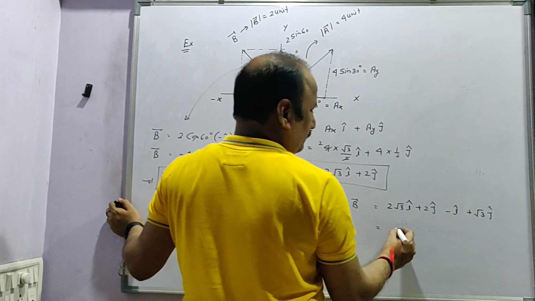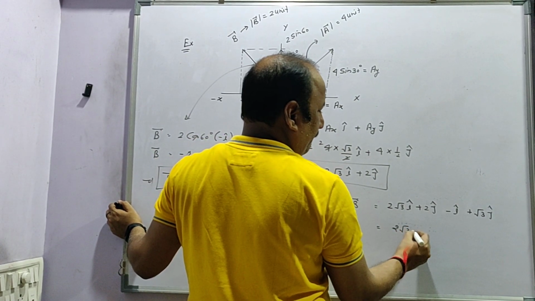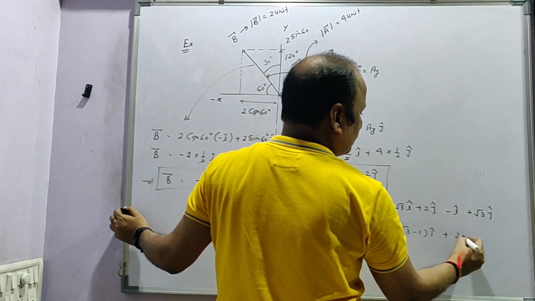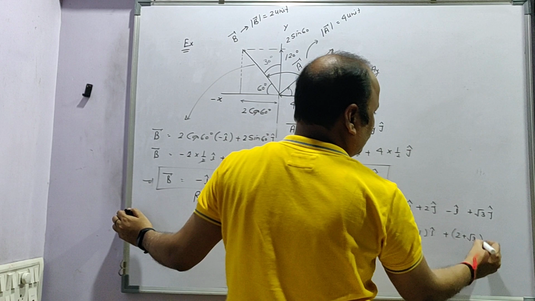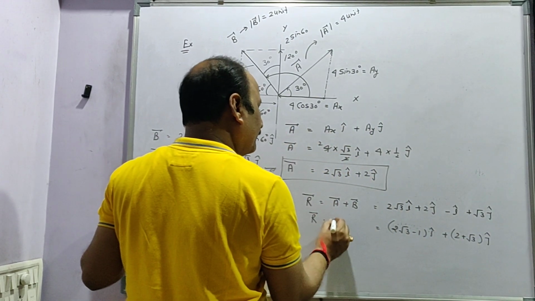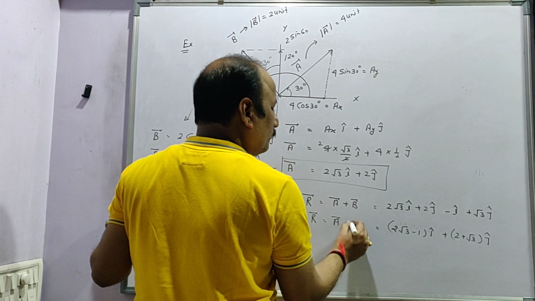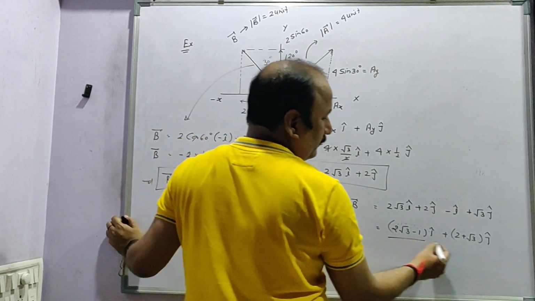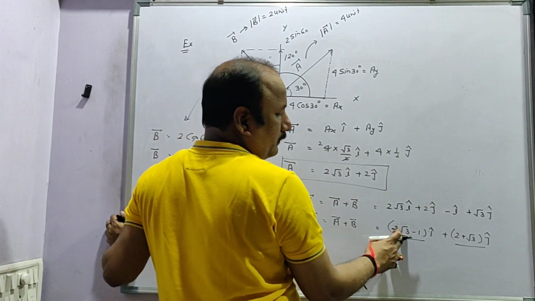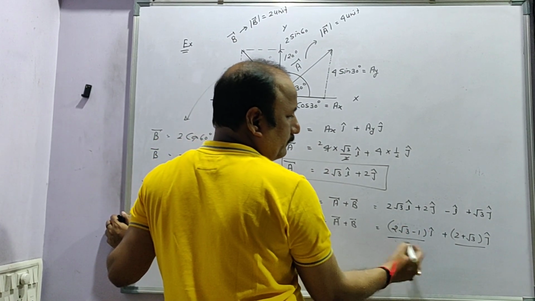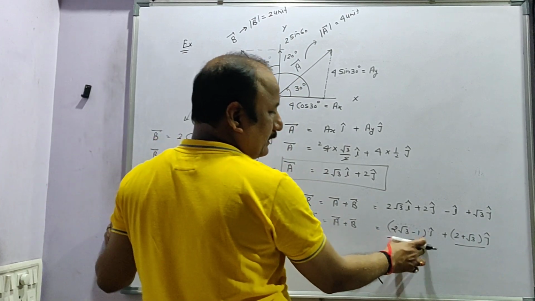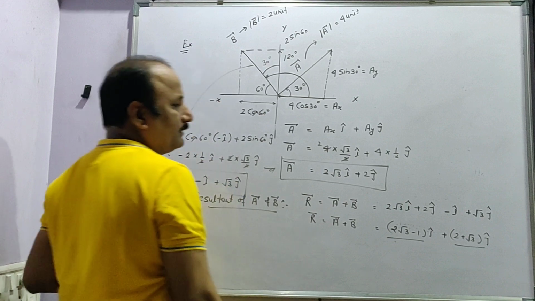So it will come (2√3 − 1) i cap plus (2 + √3) j cap. This is the resultant vector of vector A and vector B, which is also written in 2D in the xy plane, because 2√3 is greater than 1, so this value is positive, and 2 + √3 is also positive. So what will be the magnitude of the resultant?